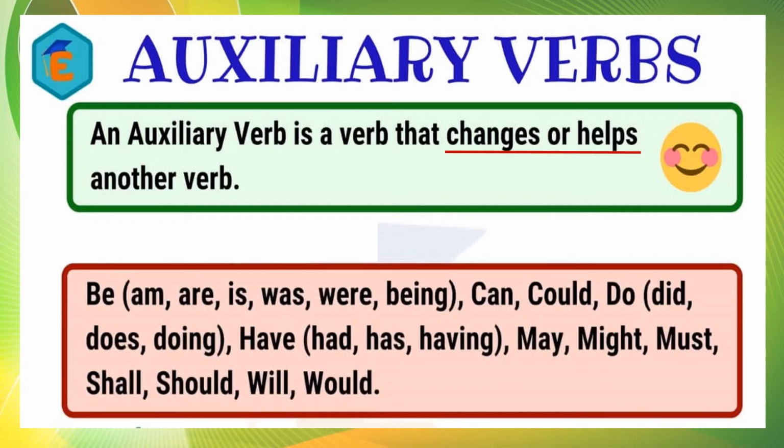So there is a list. Be, forms of be: am, are, is, was, were, being. Can, could, do, did, does, doing. Have, had, has, having. Some more. May, might, must. Shall, should, will, would. So that was a list of the auxiliary verbs. Now we will see in detail.